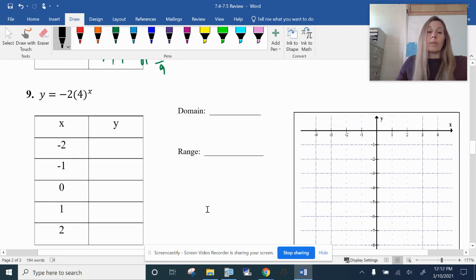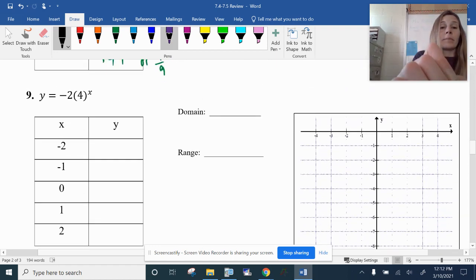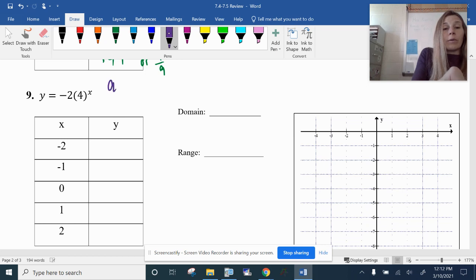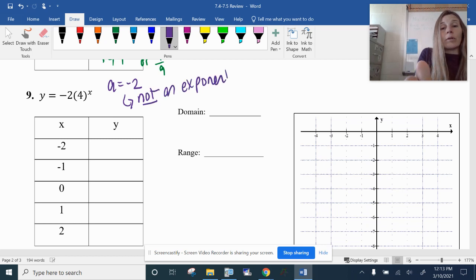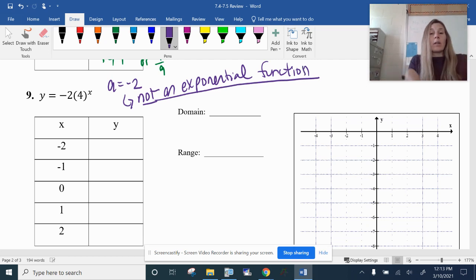All right, now we'll do this one here. Now this time, your A value is a -2. Therefore, this is not an exponential function. So it's not exponential growth or decay. All right, it's just like a theoretical function. We can still graph it, however.